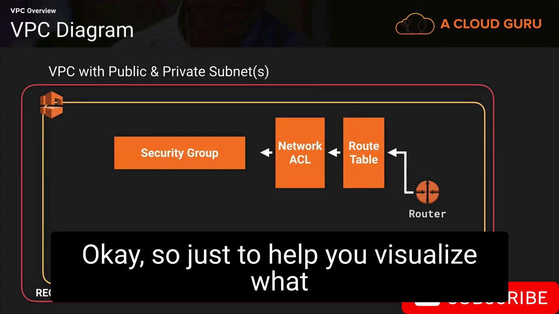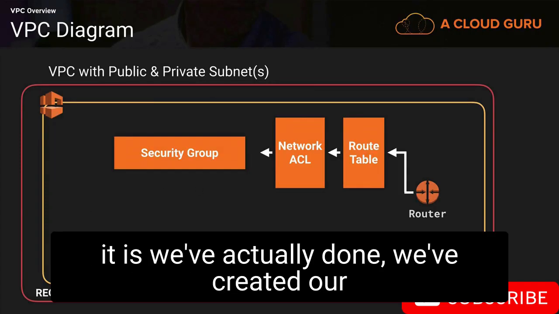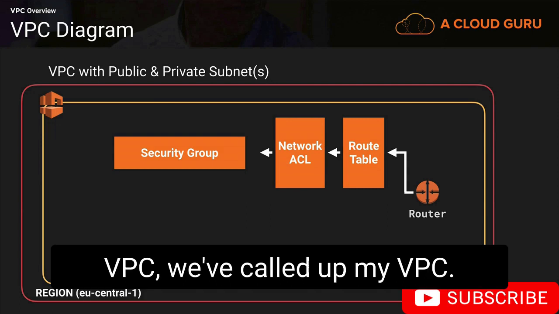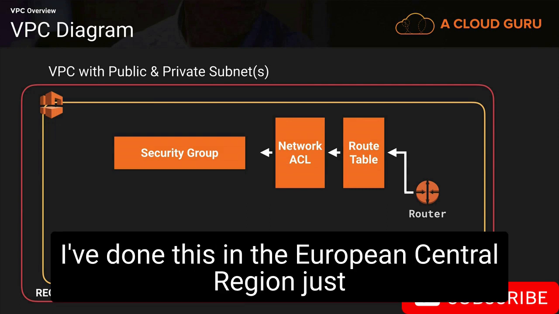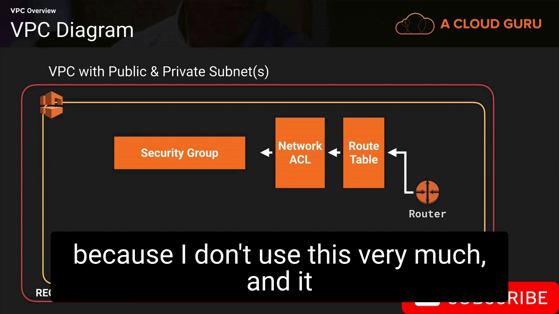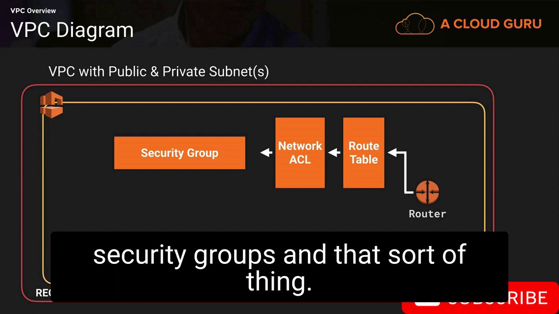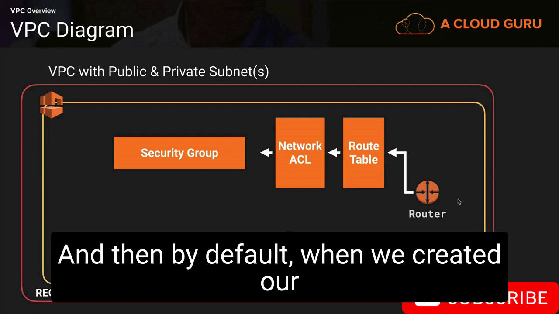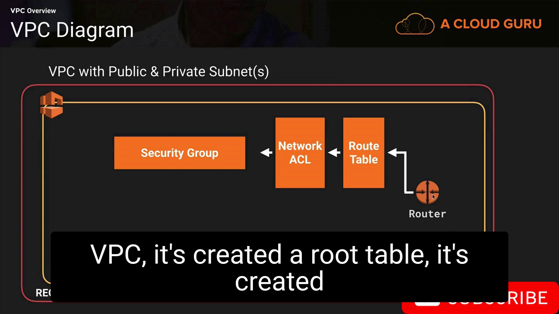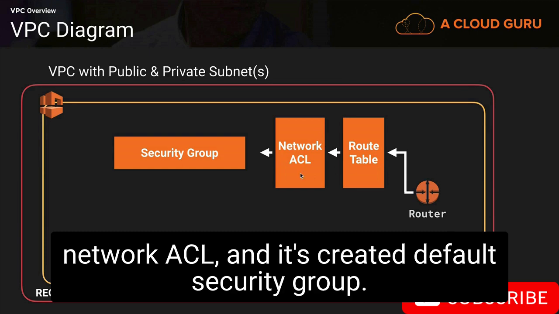Okay, so just to help you visualize what it is we've actually done, we've created our VPC. We've called it my VPC. I've done this in the European Central region just because I don't use this very much, and it allows me to demonstrate it to you without pre-existing security groups and that sort of thing. And then by default, when we created our VPC, it's created a route table, it's created a network ACL, and it's created a default security group.